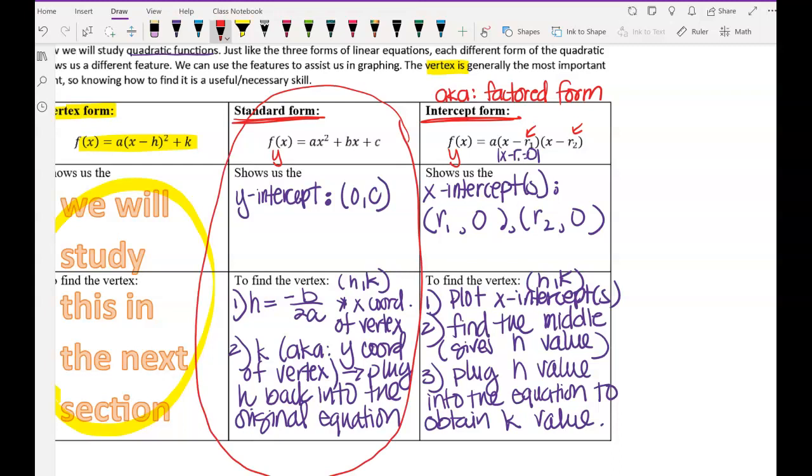First, h equals -b divided by 2a. So students, highlight this, okay? Tell yourself to know it. This is the x coordinate of the vertex, since the vertex is a point. Now, k, aka the y-coordinate of the vertex, is to plug h back into the original equation.